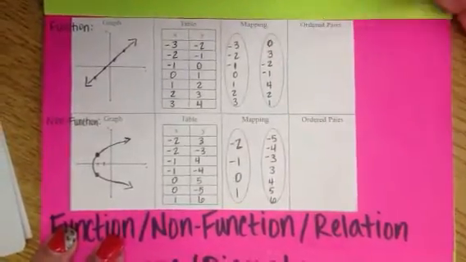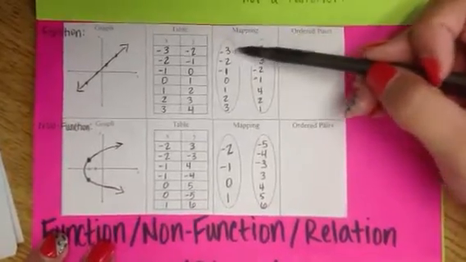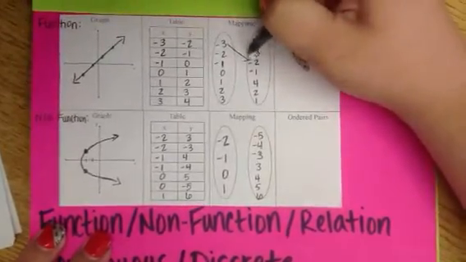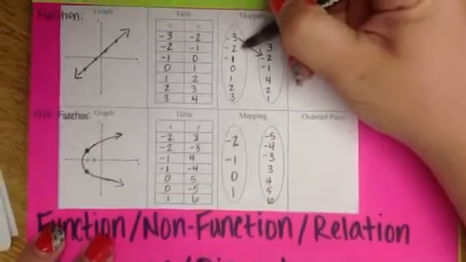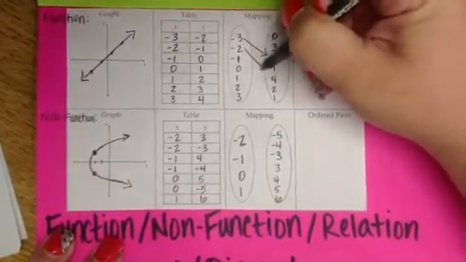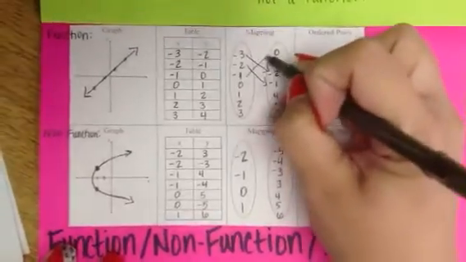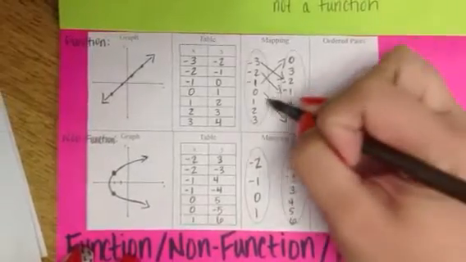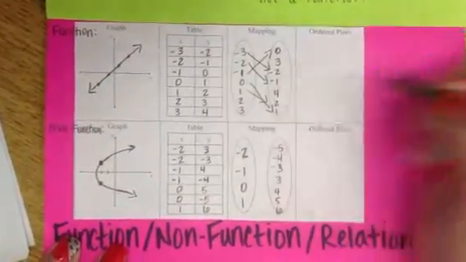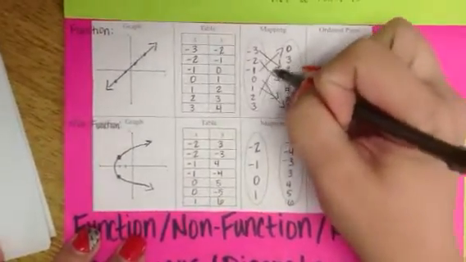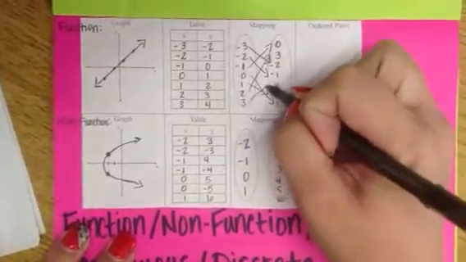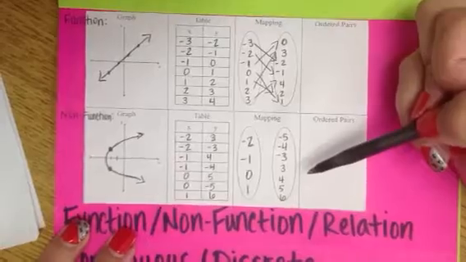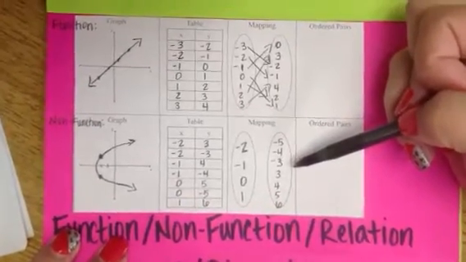If you come to your mapping, if you were to connect the x value with the appropriate y value based on your table, so -3 would go to -2, -2 would go to -1, -1 would go to 0, 0 to 1, 1 to 2, 2 to 3, and 3 to 4, you notice not one of these x values have two lines coming from it. That again is a function.